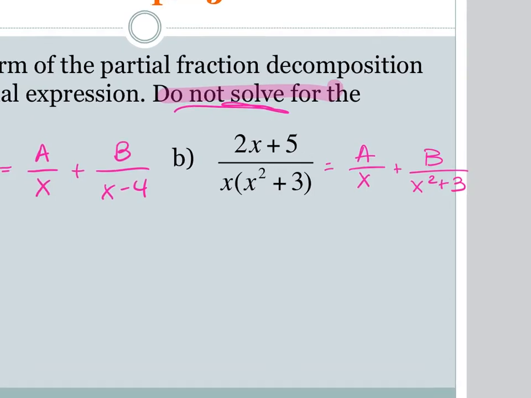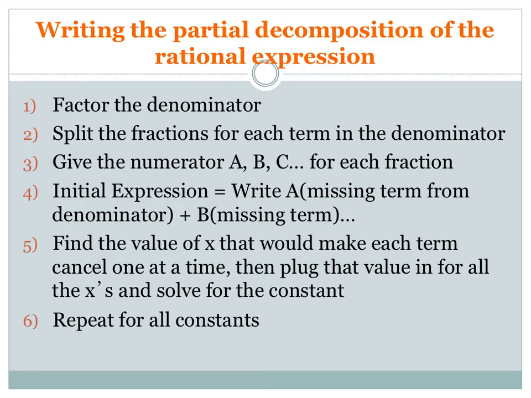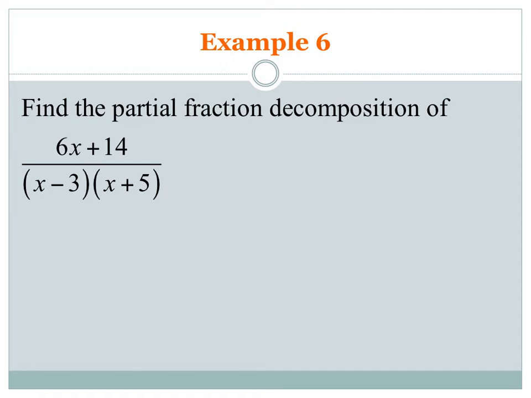Questions on that? Okay, now we're going to go past step 3. So step 1, 2, and 3 are the same. Factor the denominator, split the fractions for each term in the denominator, give the numerator A, B, C. Then we're going to take the initial expression on the left-hand side, and we're going to take A, and we're going to multiply A times whatever is missing from the denominator of A. And then we're going to go to B, and we're going to multiply whatever is missing from the denominator of B, and so on and so forth. And then we are going to, one at a time, cancel out our constants, leaving us with just what remains, one constant. We'll solve for it. We'll repeat that process to cancel out the next one, and we'll continue, okay? Way easier to see than to read, so I'm just going to work it out.